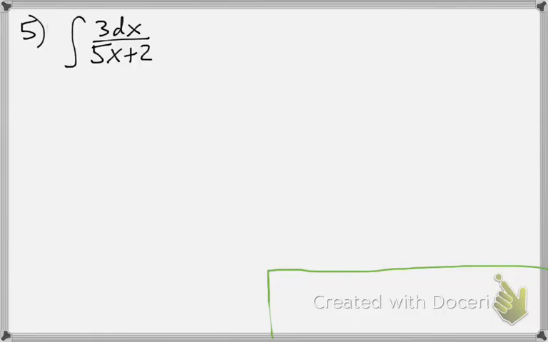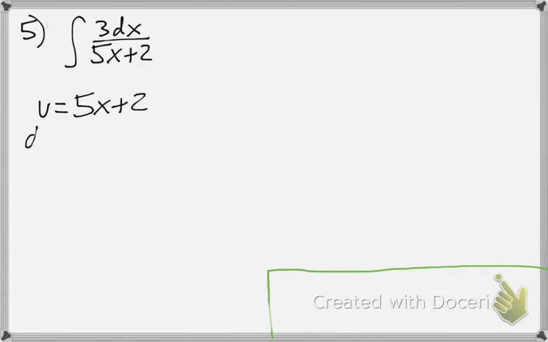Number 5, we don't have a parentheses, but I am going to let u equal what's in the denominator. So if you don't have parentheses, you kind of want to look for the structures of the function, and this one, the main structure is the fact that it's a fraction. So this is what I'm going to let u equal.